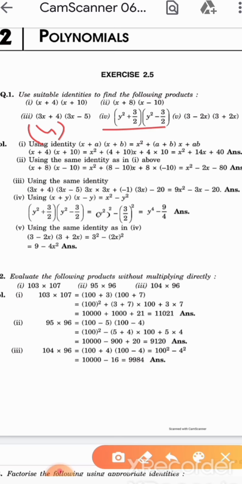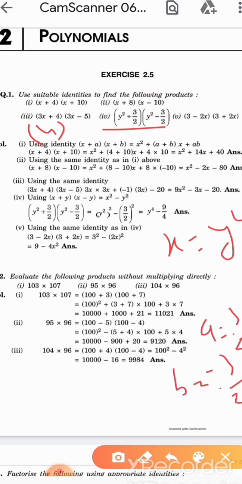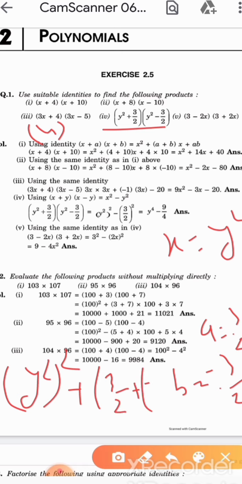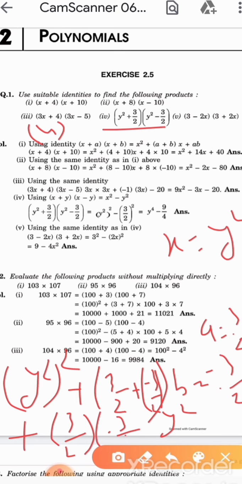Comparing, we get the value of x is y square, a is 3 upon 2 and b is minus 3 upon 2. Substituting this value in our identity number 4 RHS, we get first x square means y square whole square, plus a plus b means 3 upon 2 plus minus 3 upon 2, outer bracket x means y square, and last plus a into b means 3 upon 2 into minus 3 upon 2.